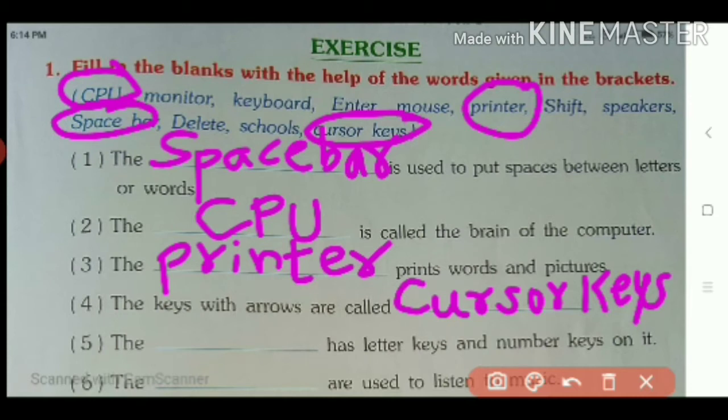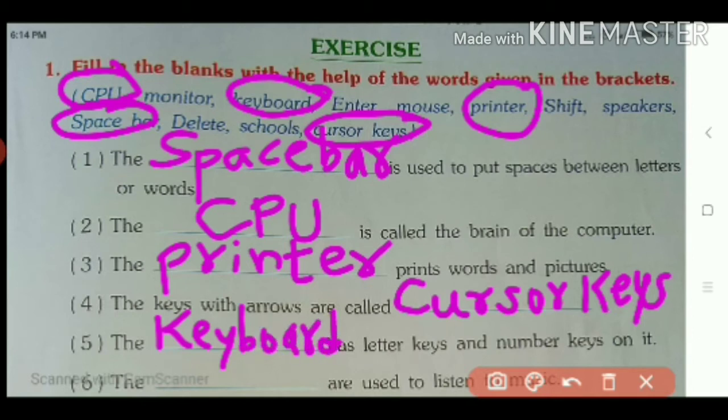Fifth one, the dash has letter keys and number keys on it. Where are the letter keys and number keys? On the keyboard. Here is the keyboard. The keyboard has letter keys and number keys on it. Now sixth one, the dash are used to listen to music. What do we use to listen to music? Do you see it in the options? Speakers are what we use to listen to music. SPEAKERS, speakers. So the speakers are used to listen to music.